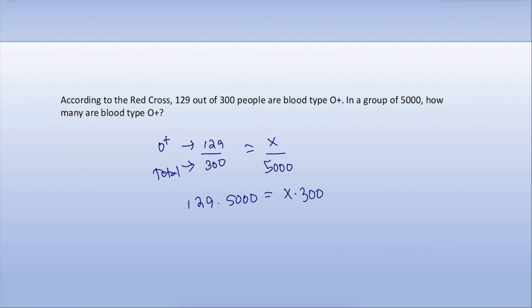So 129 times 5,000, let's get that number so we can write that down. That's 645,000 equals 300x. And see, look what happens. We divide by 300. And if we divide by 300, we get 2,150 people out of the group of 5,000 would have O positive blood.